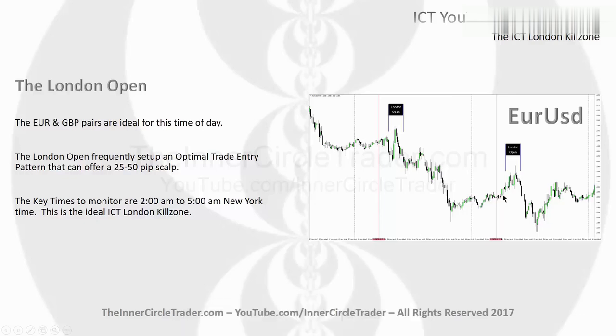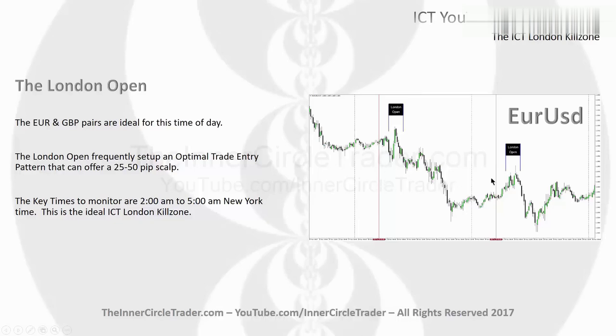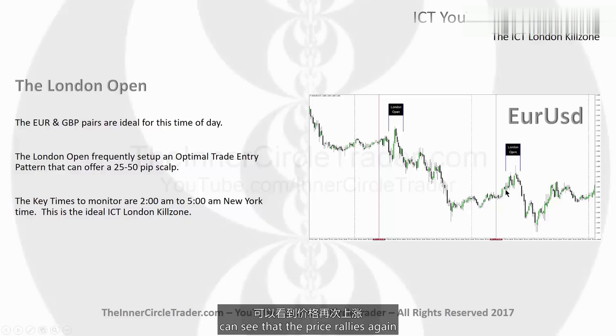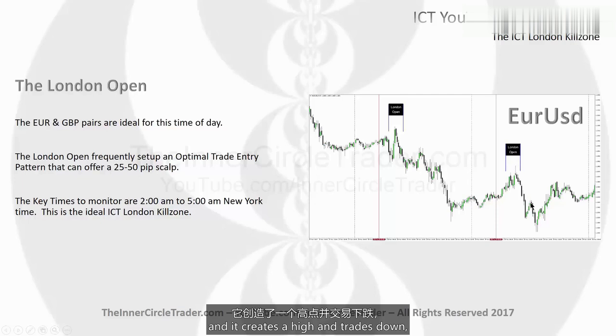The next trading day, again, here is the vertical red line, and this delineates New York time, midnight. Okay, so midnight in New York, that's what this vertical red line delineates for this particular day. So we can see that the price rallies again for the euro dollar up into this small little segment of time, and it creates a high and trades down, creates the low of the day later on, then goes in consolidation and closes in the middle of the range.